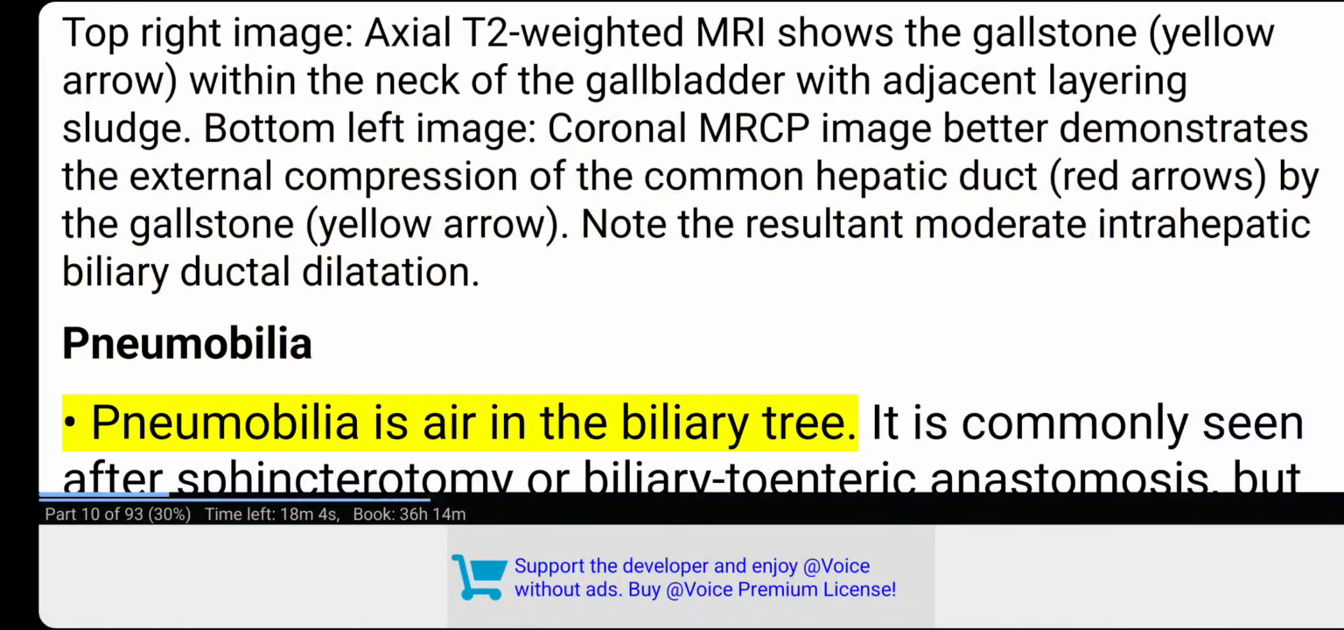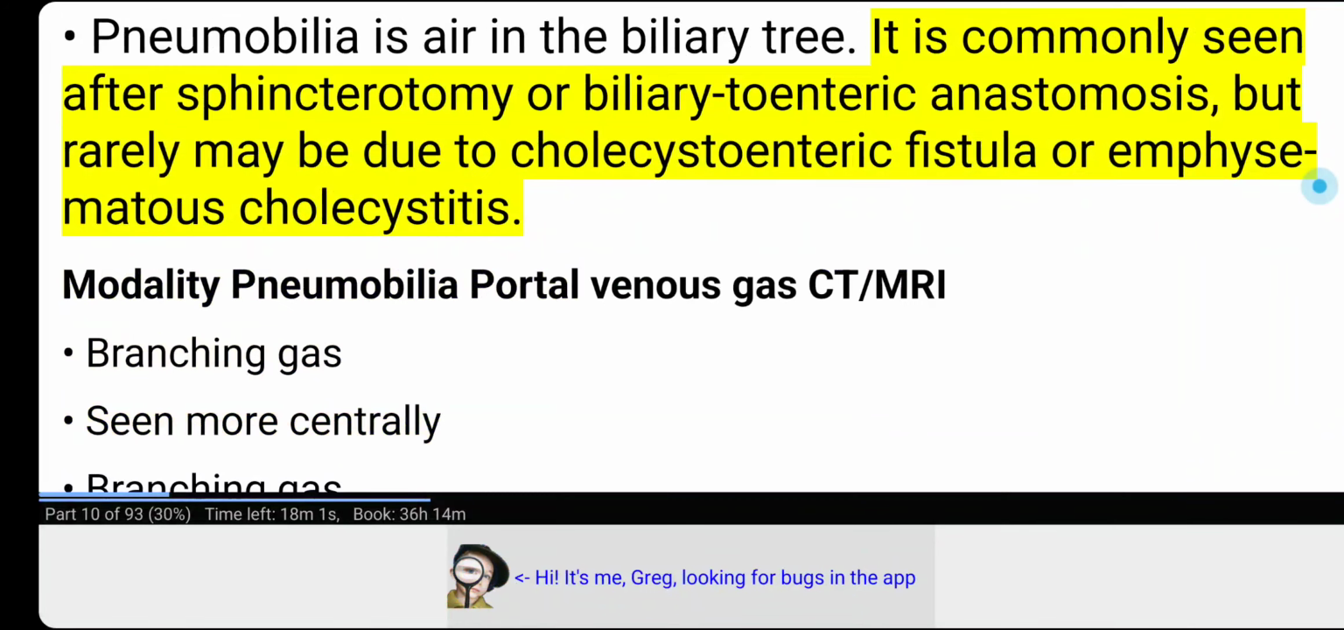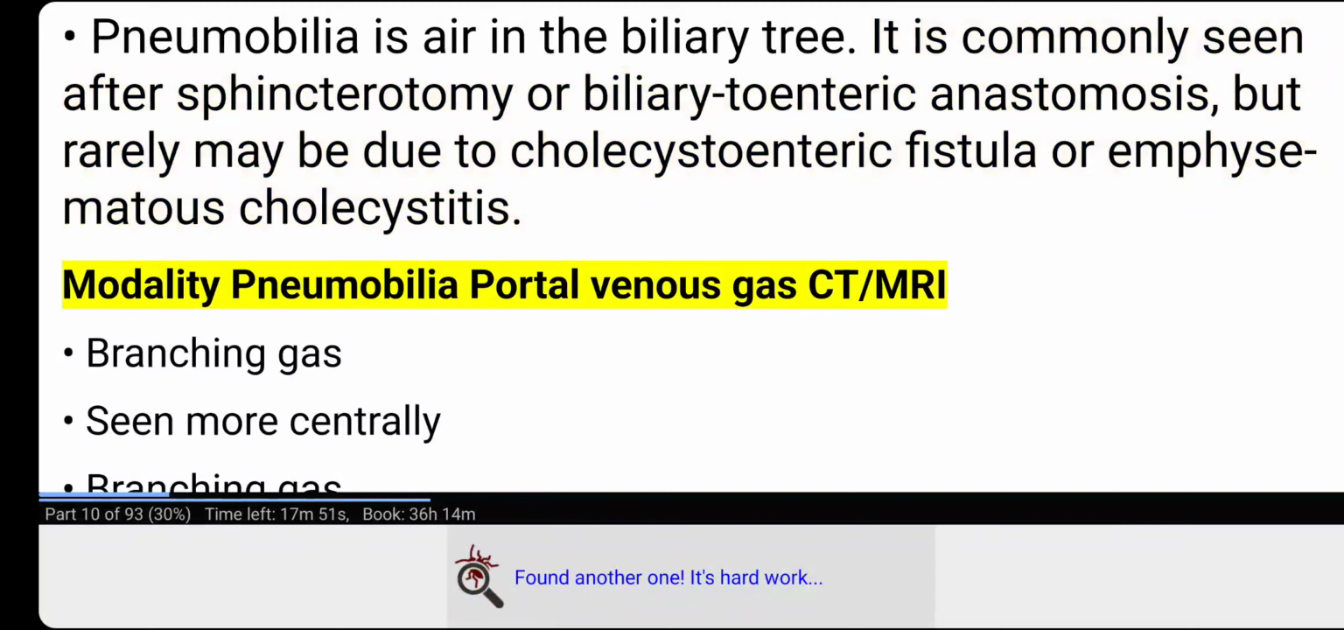Pneumobilia. Pneumobilia is air in the biliary tree. It is commonly seen after sphincterotomy or biliary-enteric anastomosis, but rarely may be due to cholecystoenteric fistula or emphysematous cholecystitis. Modality: Pneumobilia versus portal venous gas. CT, MRI.